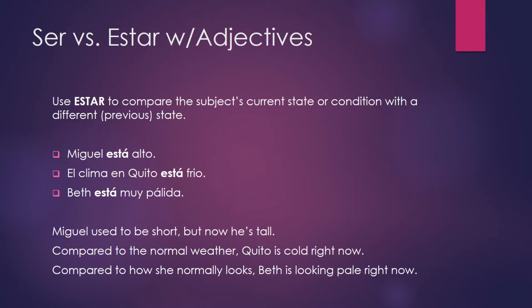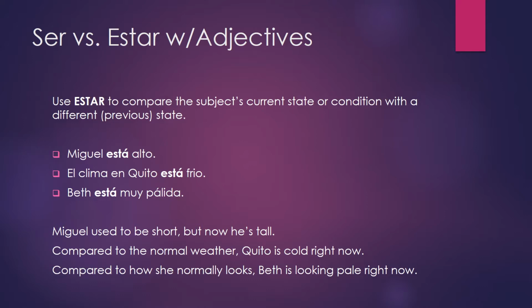Now let's look at what happens when you change the verb to estar. Here you're talking about the current state or condition of someone. So if you say Miguel está alto, maybe he used to be short, but now he's tall, so he's growing. Someone comments, Miguel está alto. He looks really tall. He's getting taller.